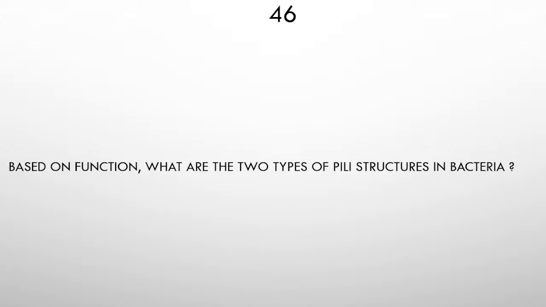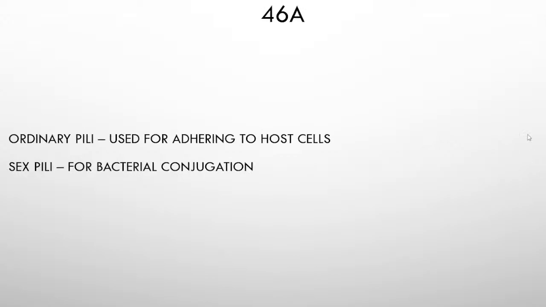All right. Based on function, what are the two types of pili? There are two types of pili. The first one is the ordinary pili that is used for adhering to cells, and the other one is the sex pili, particularly for bacterial conjugation. We have sex pili, of course. Some bacteria have what you call the reproductive pili, and they need to have syngamy in order for them to reproduce.